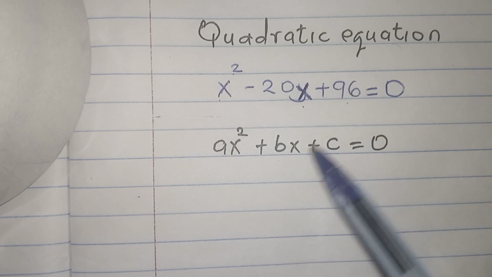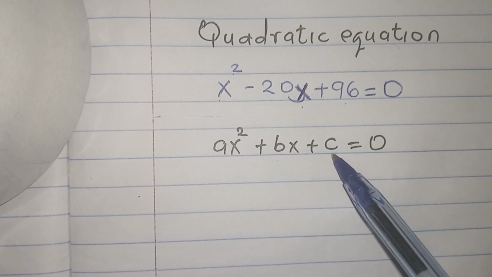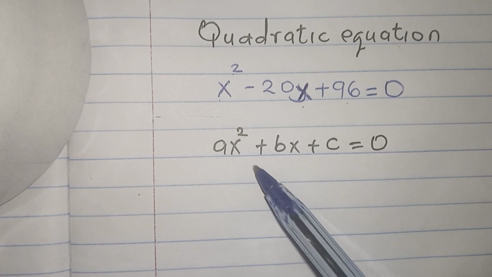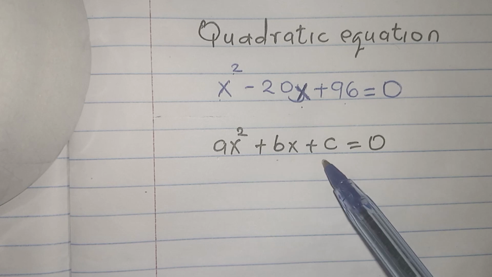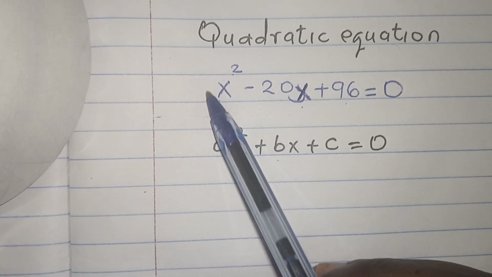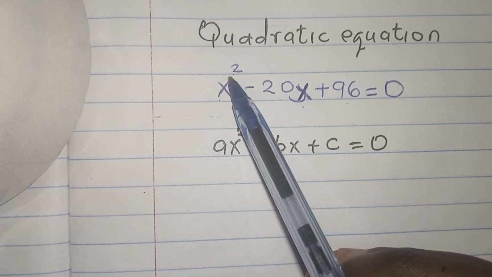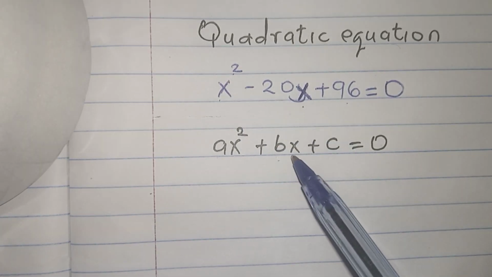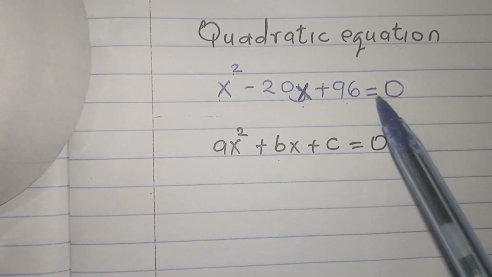A quadratic equation is always written in this form: ax squared plus bx plus c equals 0, where a is the coefficient of x squared, b here is the coefficient of x, and c here is our constant. So for our case, a is 1, the coefficient of x squared. Negative 20 here is our b, and 96 here is our c, the constant. We have 96 equals 0.